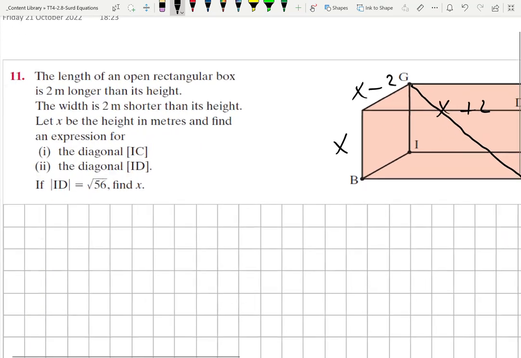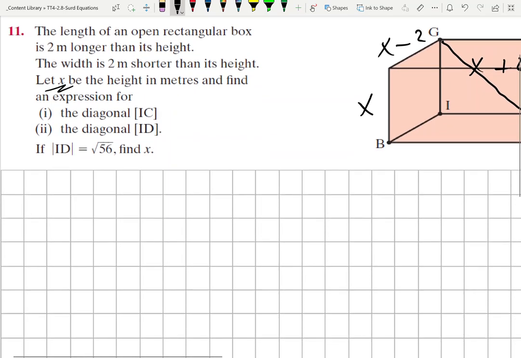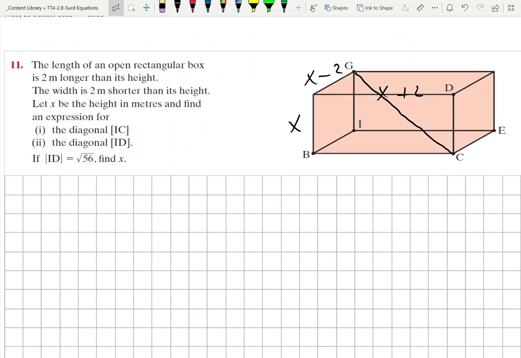Okay, luckily they used the same letter I did. And it's entirely what they come down to here, because if you're trained well, you'll be already putting in a variable up here. That's just nasty. Okay, let x be the height in meters and find an expression for the diagonal from I to C. So what this is, it's leading us. They could have told us we just get the 3-dimensional diagonal.